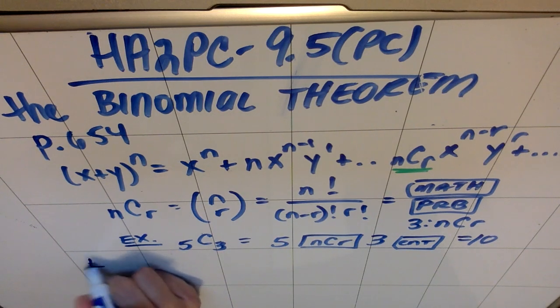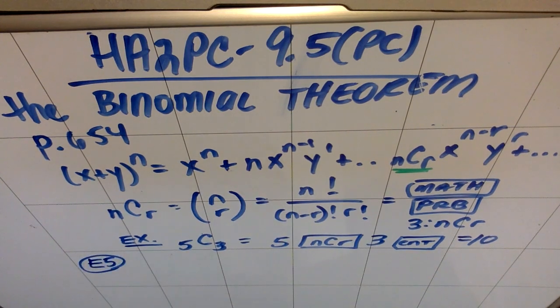So I think this is example 5. There's a chance it's 4, but we'll just deal with it. If it's 5, so be it. Or if it's 4, so be it.